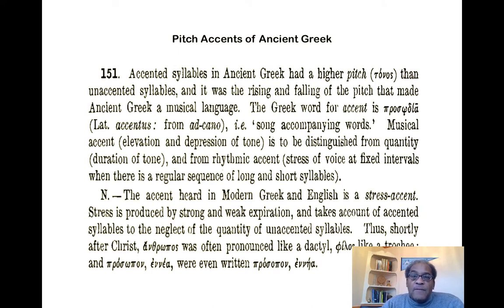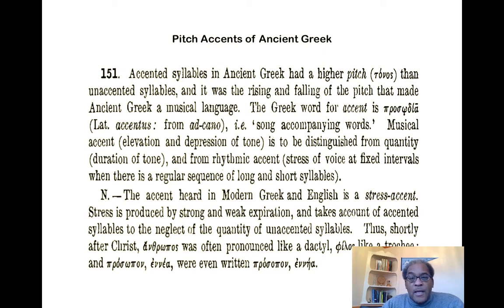Pitch accents of ancient Greek. Accented syllables in ancient Greek had a higher pitch, tonos, than unaccented syllables, and it was the rising and falling of the pitch that made ancient Greek a musical language. The Greek word for accent is prosoidia, song accompanied by accompanying words.